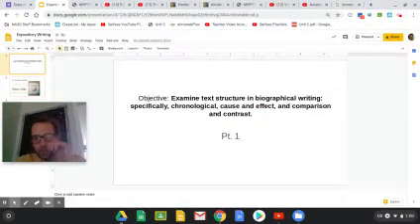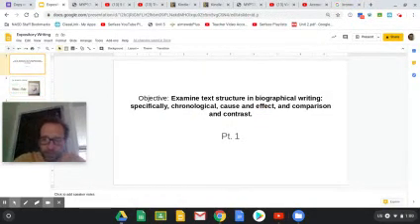We went over text structure and biographical writing. Specifically, chronological, we spent the most time on, cause and effect a little bit, and comparison and contrast a little bit, because that's sort of a review from last time.